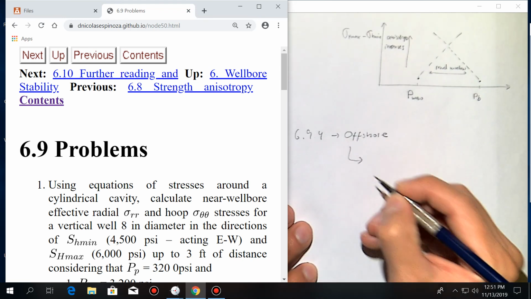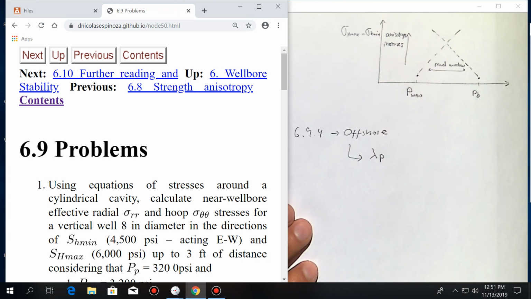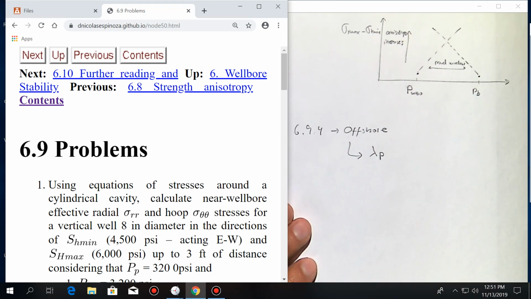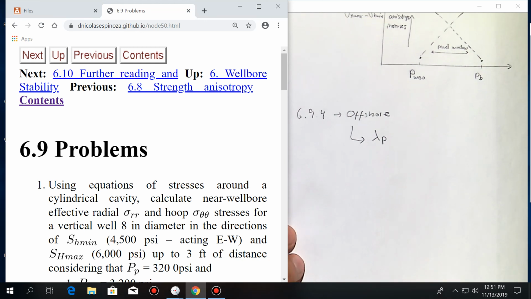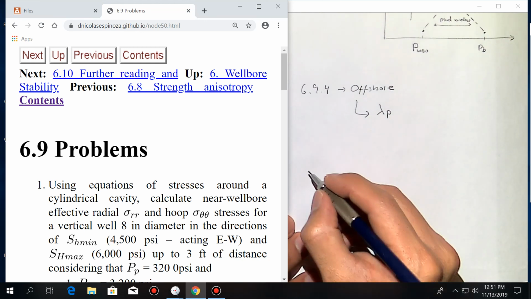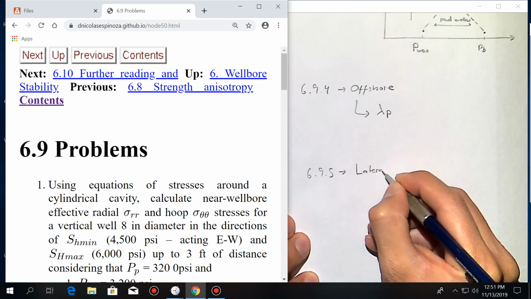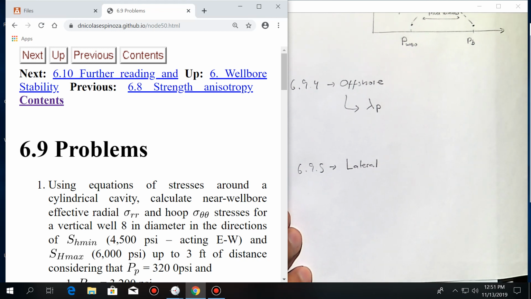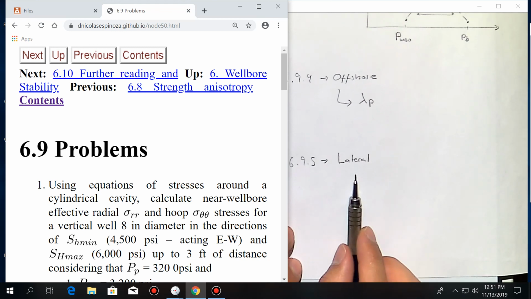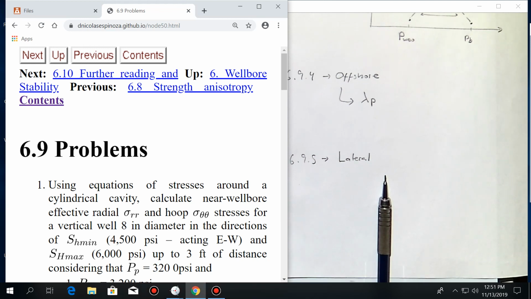Please remember to know how to use lambda p, okay? That's how I'm going to give you pore pressure very likely if it's not hydrostatic, and how to calculate the stresses offshore and onshore. And 695 is just a case for horizontal wellbores, and you need to apply what you have learned before, but again by changing the stresses according to the plane perpendicular to the wellbore. That's all what you have to do.